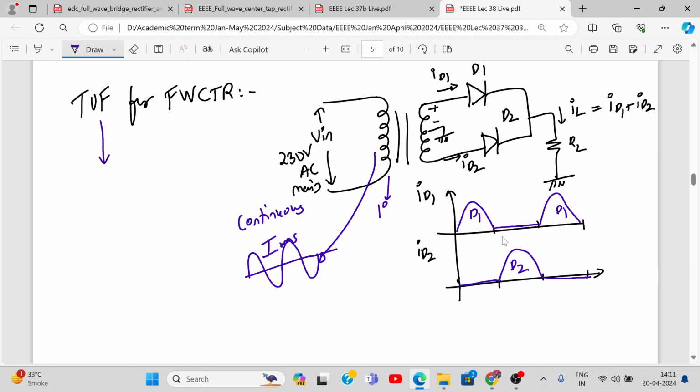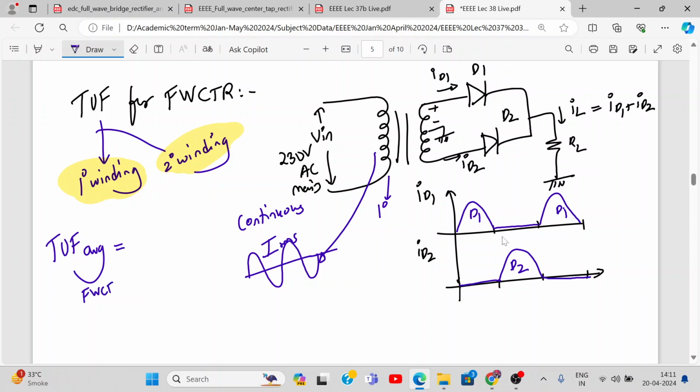So TUF is calculated for the primary winding and for the secondary winding separately. Do you agree on this? Because both the currents are different here, because there is a discontinuity over here. Whereas the input primary TUF is different. So the average TUF of the full wave center tap rectifier will be primary winding TUF plus secondary winding TUF divided by 2. We do this last. Okay, now let's calculate secondary TUF.